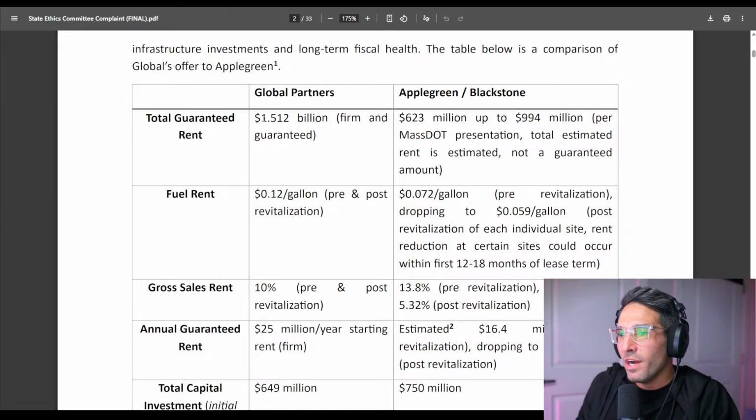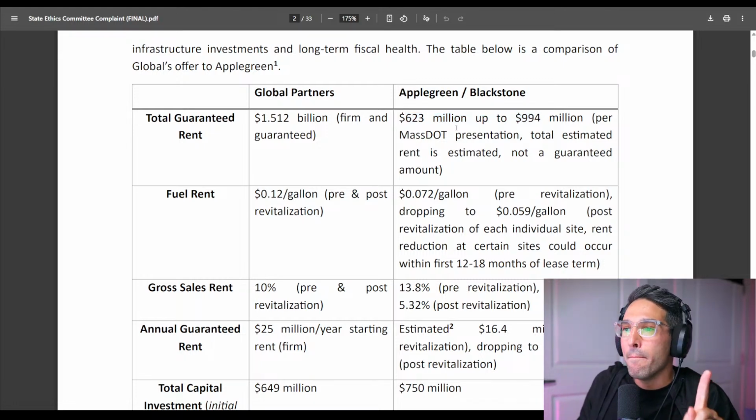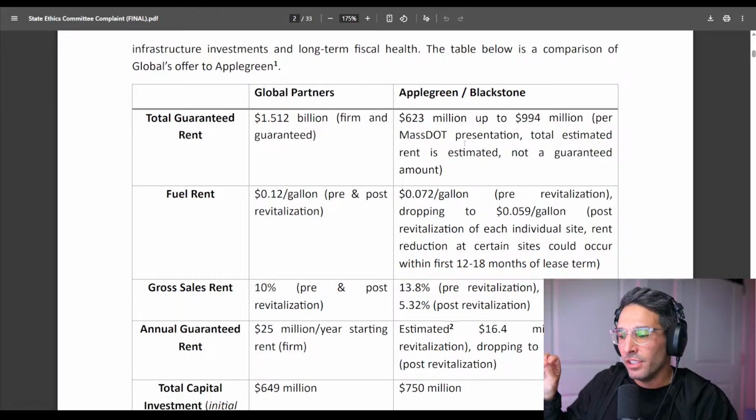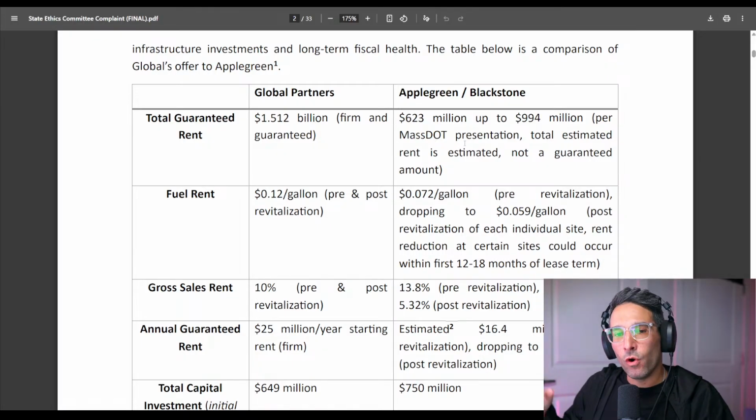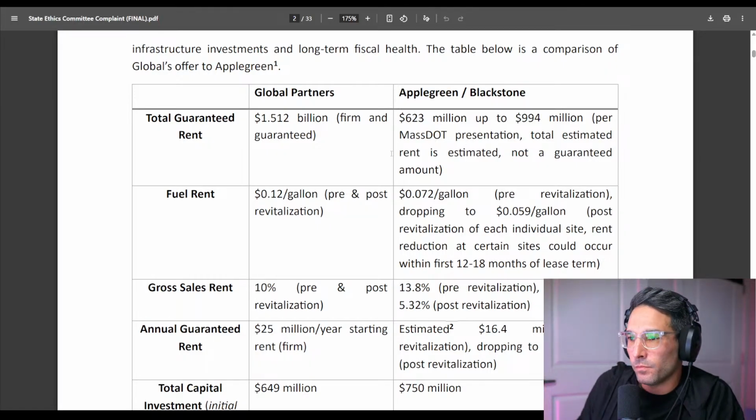Global Partners, $1.512 billion, firm and guaranteed. Apple Green, $623 million, up to $994 million per MassDOT's presentation. Total estimated rent is estimated, not a guaranteed amount. So what they're doing is the Apple Green, I believe, is giving a portion of their gas sales back as a form of revenue in a state, again, that is trying to eliminate gas vehicles, okay?